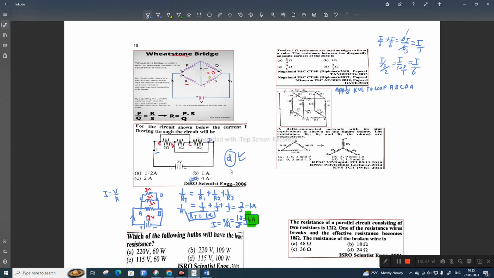So applying KVL to the loop ABCDA, it is equal to V, and here V is minus. While applying KVL, see how I am applying it. I will explain here itself so that you do not get confused. Here it is a plus, so once you see the plus, the first battery term you should take as minus V. Many books won't explain like this, so I am explaining clearly for you.